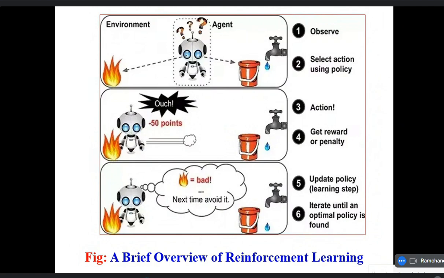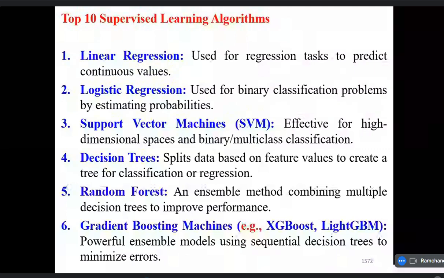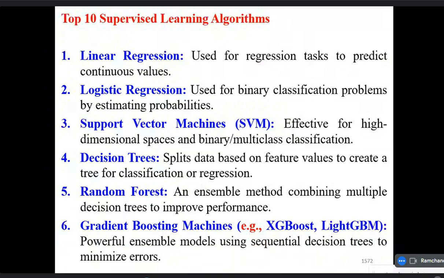This is a brief overview of reinforcement learning. Then these are the top 10 supervised learning algorithms, like linear regression. Linear regression is used for regression tasks to predict continuous values based on past experience. Logistic regression is used for binary classification problems by estimating probabilities. One means true, zero means false.